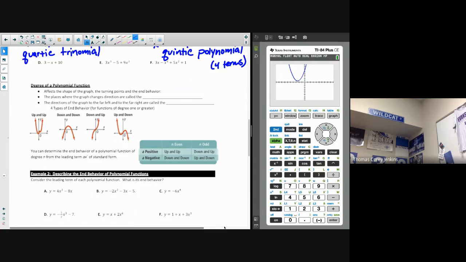Okay, so now we are going to look at the end behavior. Remember, end behavior is part of your learning target. So this is going to be important. The degree of a polynomial function affects the shape of the graph, the turning points, and the end behavior. The places where the graph changes direction are called the turning points.